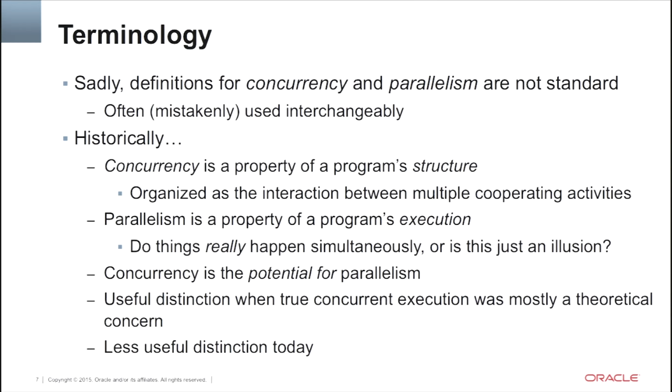Okay, so just a quick note on terminology. The terms concurrency and parallelism don't have really good standard meanings. Some people mistakenly just use them interchangeably. Historically, if you look at the literature from like 30 years ago, the usage was that concurrency was a property of a program structure, whether the program is structured as the interaction between cooperating activities, whereas parallelism was a property of its execution. Are there really two things happening at once, or is it only the illusion of two things happening at once? So in the old model, you can think of concurrency as being the potential for parallelism.